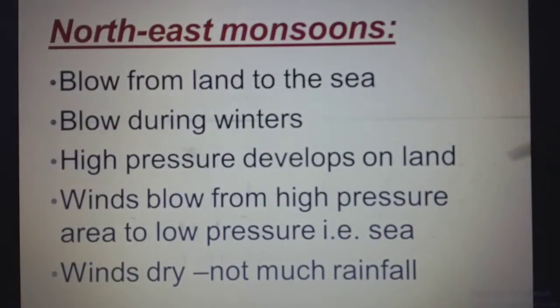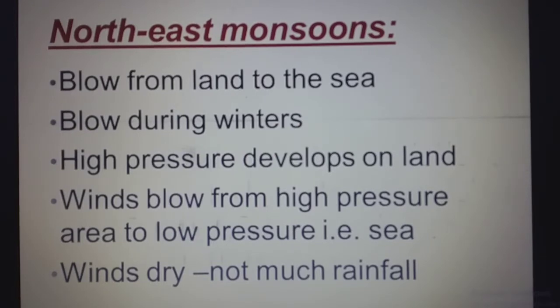Now moving on to the northeast monsoons. They blow from the land to the sea, unlike the southwest monsoons, and they blow during the winters. Now what is happening during the winter season? The land is less hot, and because it has a tendency of absorbing and radiating the sun's rays at a faster pace compared to the sea, it loses all of its heat and becomes cool quickly.